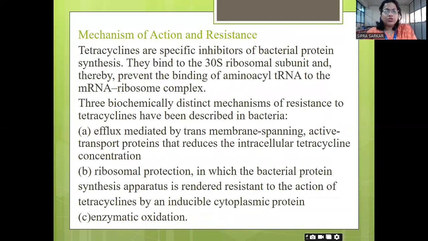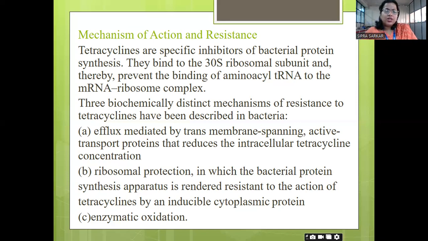Mechanism of action, I'm just giving a very short description. Tetracyclines are very specific inhibitors of bacterial protein synthesis. They bind to the 30S ribosomal subunit and thereby prevent the binding of aminoacyl tRNA to the mRNA ribosomal complex. That means whenever the tRNA and the mRNA are attached during translation, the 30S ribosome plays an important role in carrying the mRNA and tRNA. So if the drug is attached to the ribosomal subunit, then the mRNA and tRNA cannot be incorporated and they will not form the particular protein. As a result, protein synthesis will be inhibited and the structure of the bacteria will be destroyed.